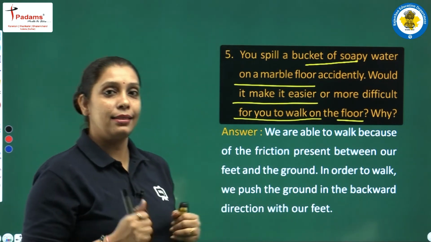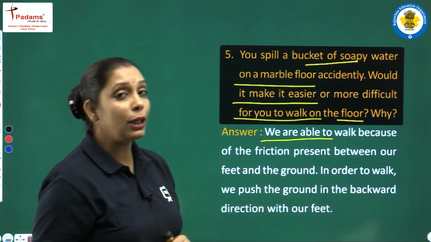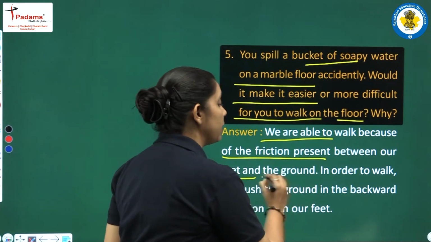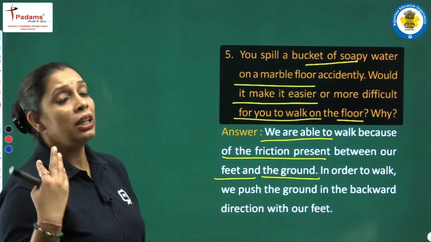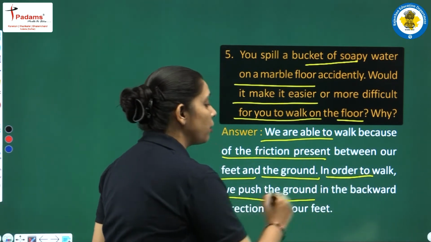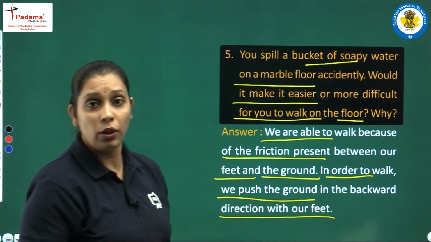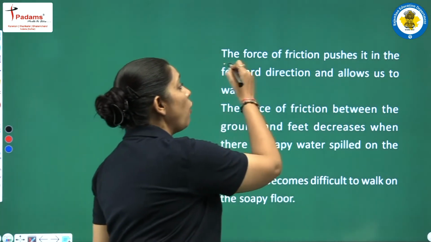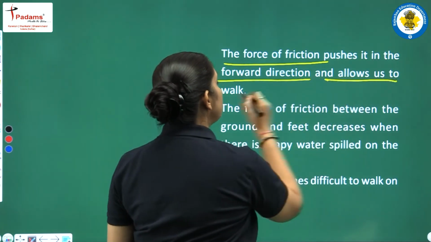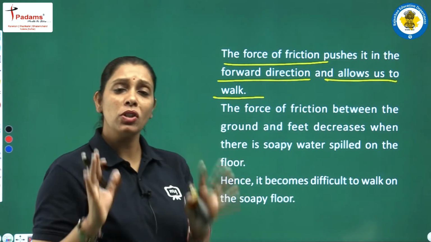Why? Let's understand why. Okay, we are able to walk because of the friction present between our feet and the ground. This is the general reason for how we are able to walk. In order to walk, we push the ground in the backward direction with our feet. Okay, the force of friction pushes us in the forward direction and allows us to walk. Fine, this is the simple concept of how we are able to walk.